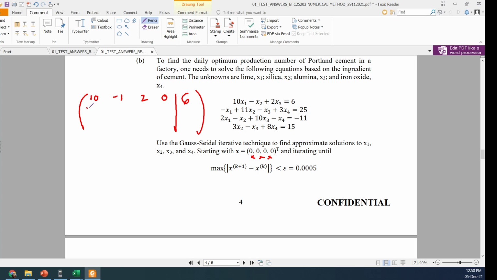Second row, -1, 11, -1, 3, 25. Magnitude of 11, you have 11 greater than the summation of magnitude -1 plus magnitude -1 plus magnitude 3, because 11 is greater than 5. Second row correct. Third row, you have 2, -1, 10, -1, -11. So again, this one is also dominant, 10 greater than 2 plus 1 plus 1. The fourth equation doesn't have x1, so this is 0.